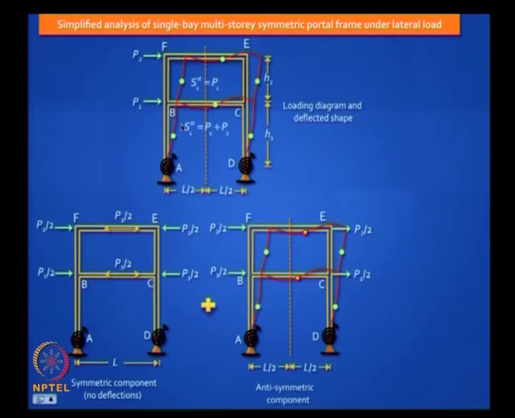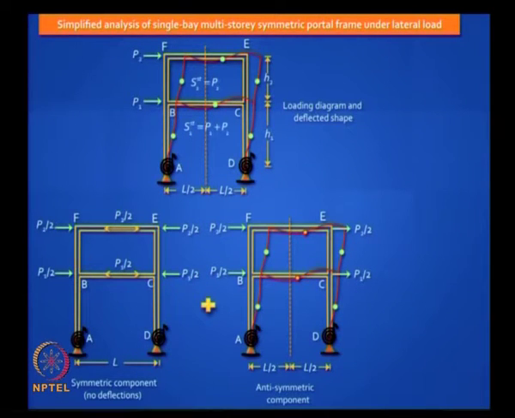Now because the frame is symmetric, you can assume this to be made up of two loadings, one is symmetric, the other is antisymmetric. Just divide P1 and P2 by 2 and put them equal and opposite here, and then put them here on the same side. So this is called an antisymmetric loading, and this is called symmetric loading. When you add the two, you get back the original loads. There is a great advantage in doing this.